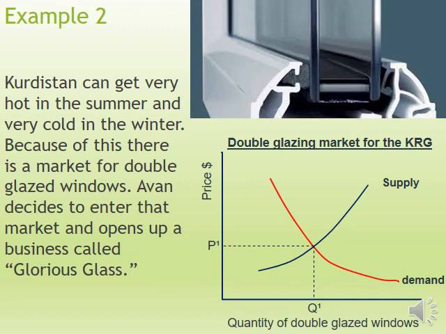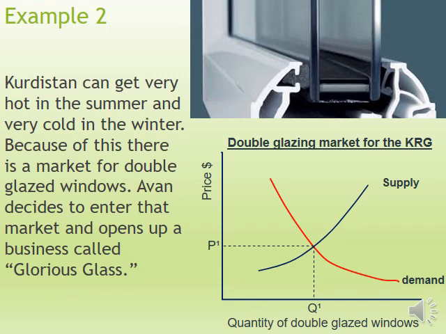Let's go through another example here. Let's say that you're looking to start a double glazing market, and the person opening up this double glazing market is Iran. So Kurdistan is a very cold country in winter, and it's a very hot country in summer. And because of that, there's a demand for double glazed windows.